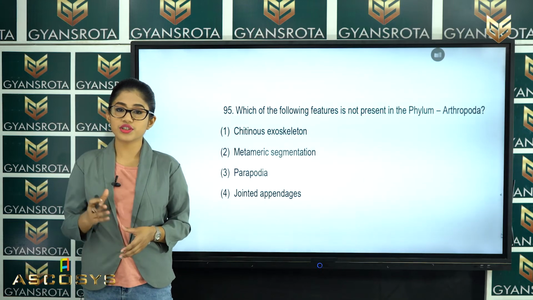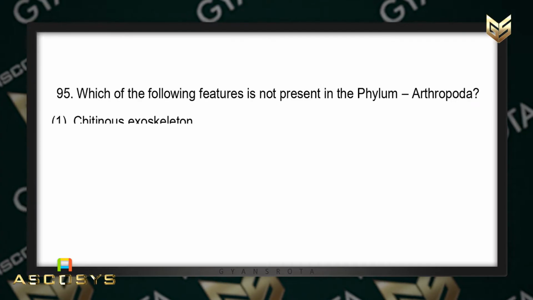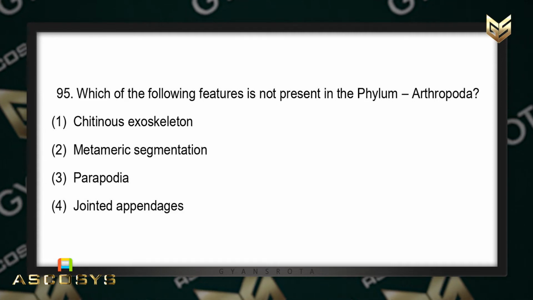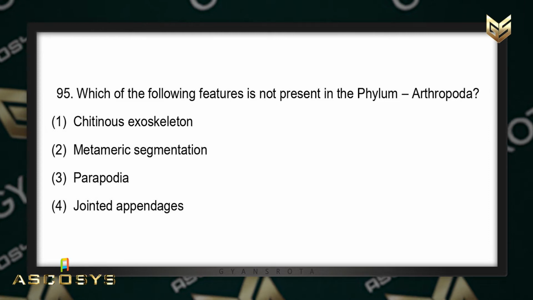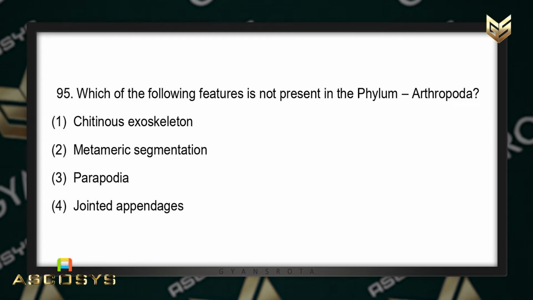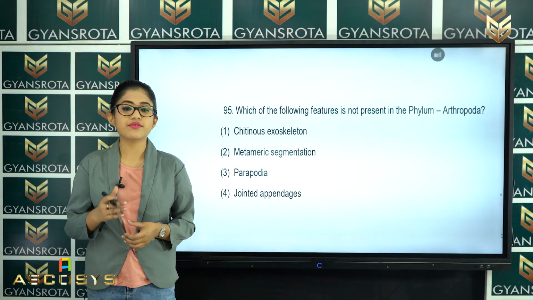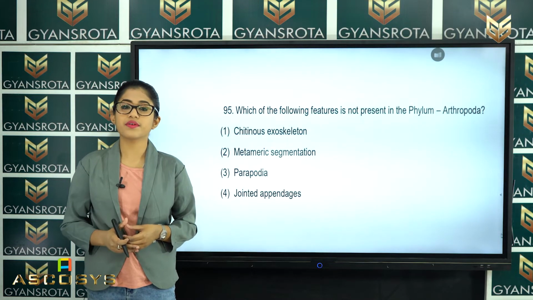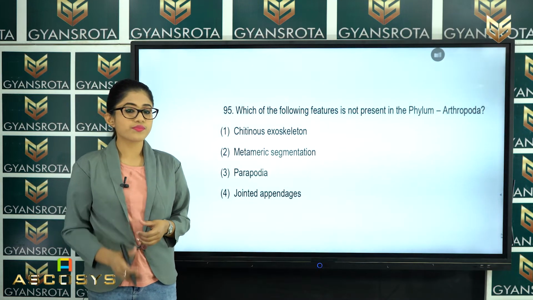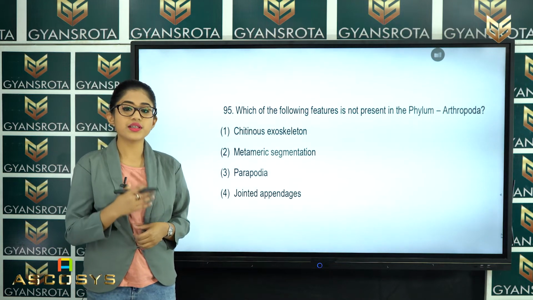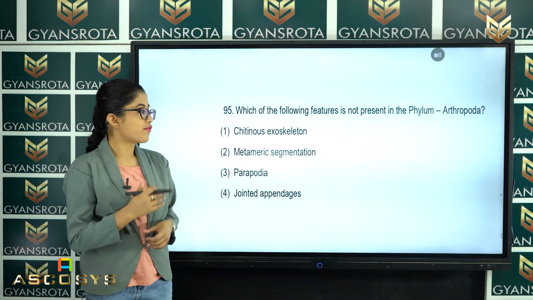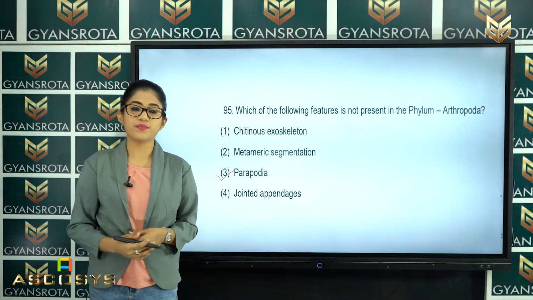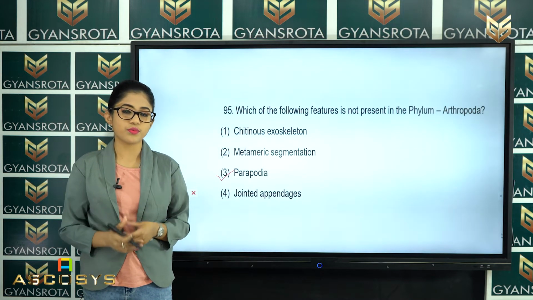The next question is question number 95. Which of the following features is not present in the phylum Arthropoda? Chitinous exoskeleton, metameric segmentation, parapodia or jointed appendages. We have discussed the phylum Arthropoda in the chapter Animal Kingdom. I hope you have remembered that chapter very well. Among these 4 options, which feature is not present in Arthropoda? That is option number 3, parapodia. So parapodia are not present in Arthropoda, right?